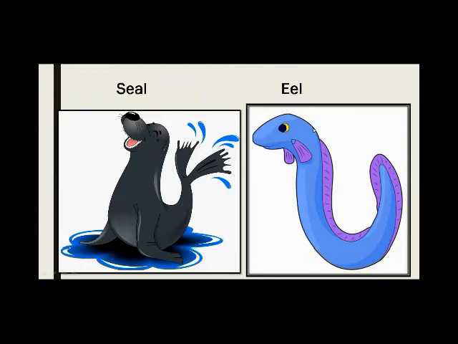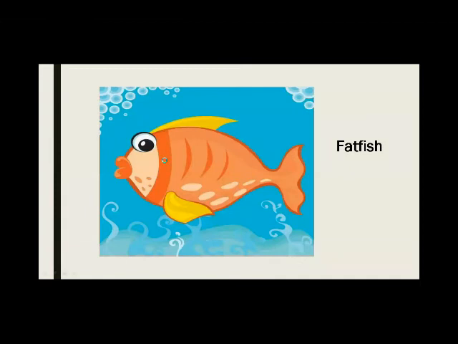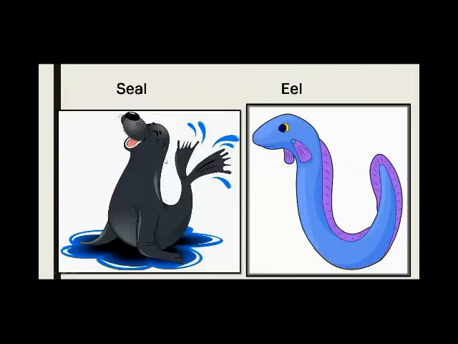Next is the eel. Do you know this eel? What is this animal? This is an eel. Eels have a very narrow, long body. Can you see this animal? It has a very wide mouth. Can you see his mouth? It has a very large mouth. This eel is also a carnivore in nature.